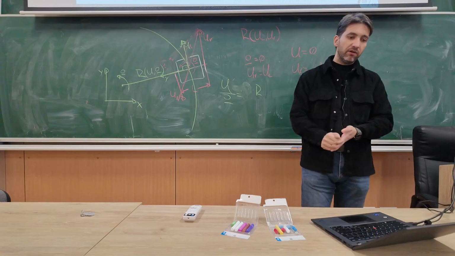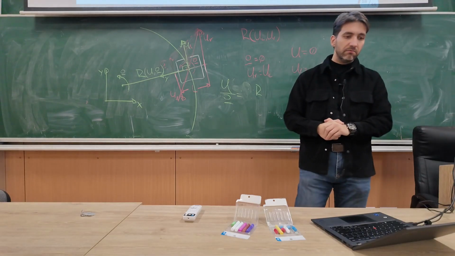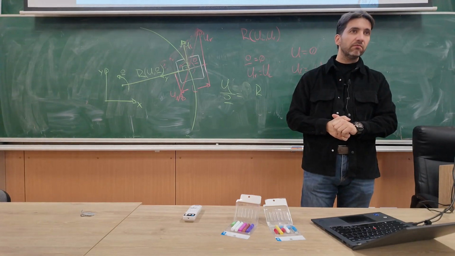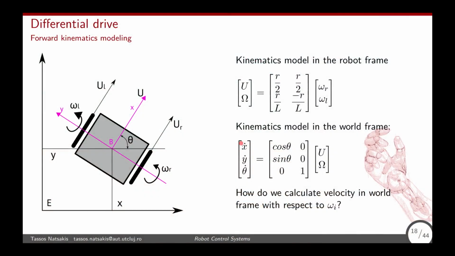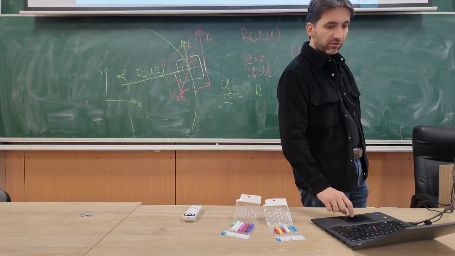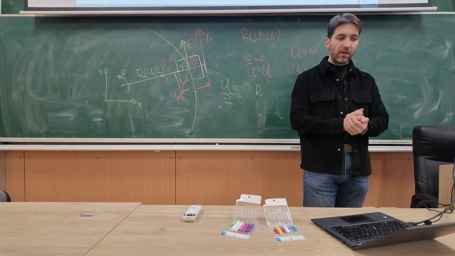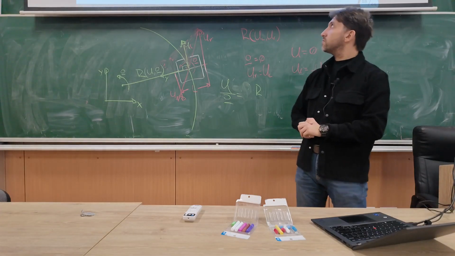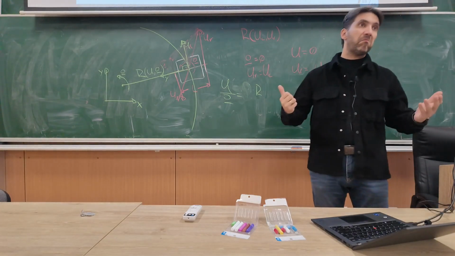We can also calculate the velocity in the world frame with respect to the wheel velocities. How can I do that? Because here I have the velocity in the world frame or the earth frame with respect to u and omega. Just place this matrix here, multiply them together. This is 3 by 2, this is 2 by 2, so I will end up again with a 3 by 2. And I will have the relation. I didn't write it here. All right? Good, so this is forward kinematics for a differential drive.